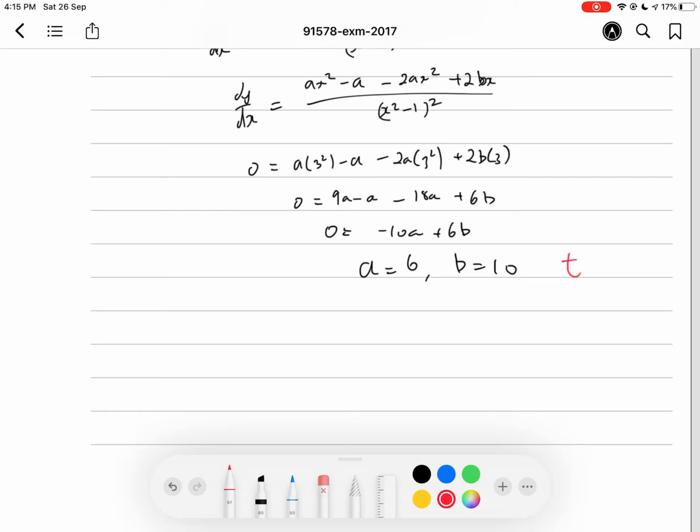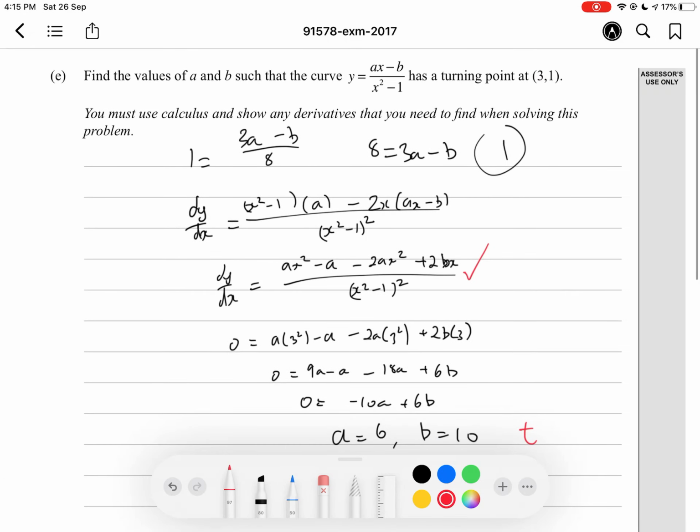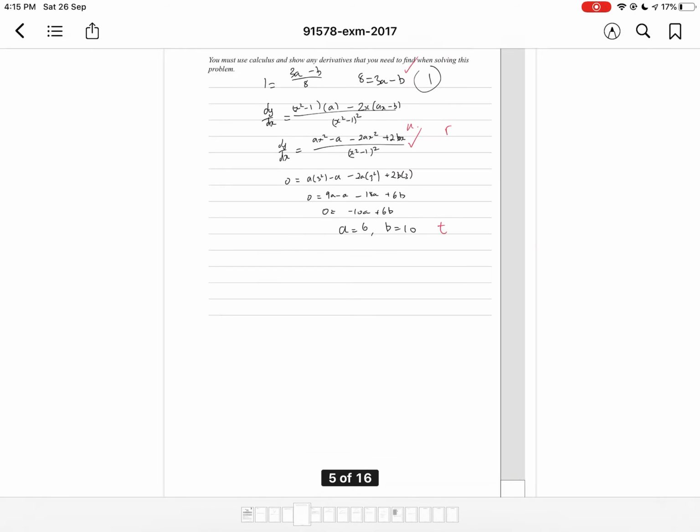To get a merit grade, we need to find a correct derivative plus one of the two equations relating a and b. So if we can find dy over dx, and we also find this equation here, or by finding any one of those two equations, that will get you a merit. To get an achieved, you need just the correct derivative here.